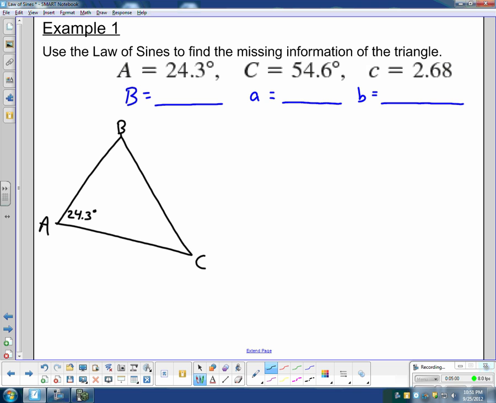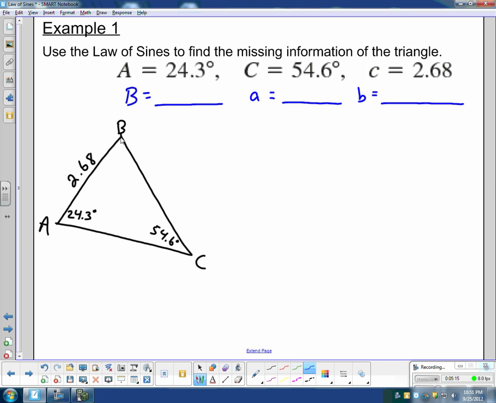We know angle C was 54.6 degrees. And we know that side C, across from angle C, was 2.68 units. Doesn't matter what units we're talking about.